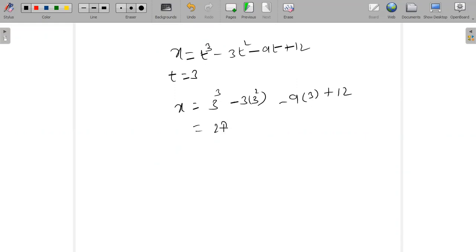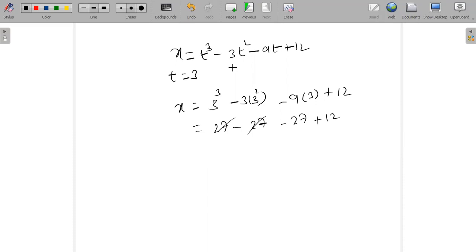What is this 3 cube? 27. What is this 3 into 3 square? Again, this will be 27. This is also 27 plus 12. So this and this will get cancelled. Correct? t cube minus 3t square.